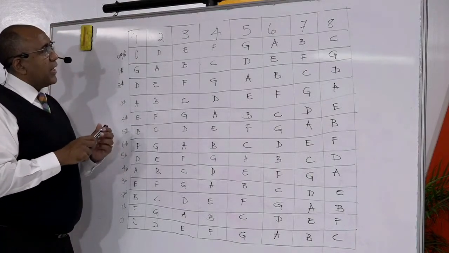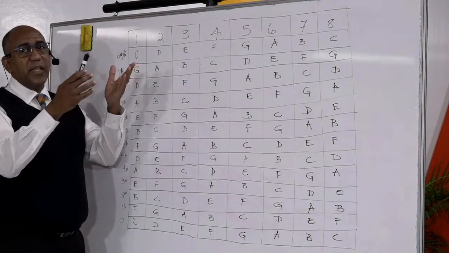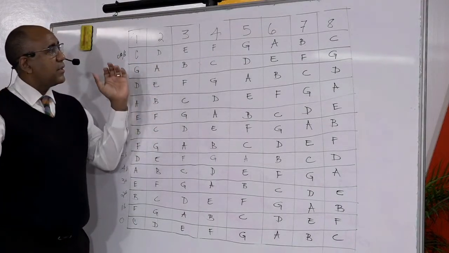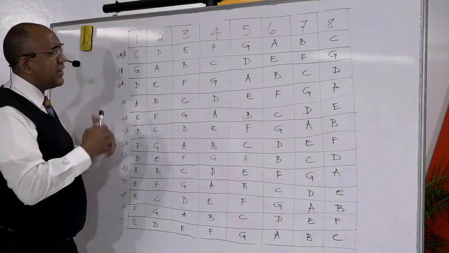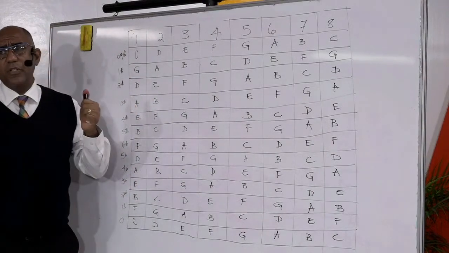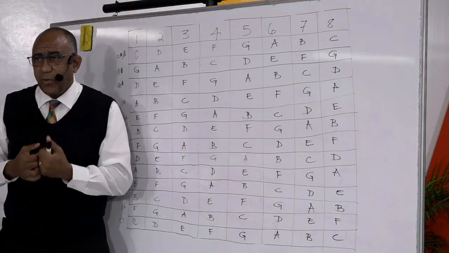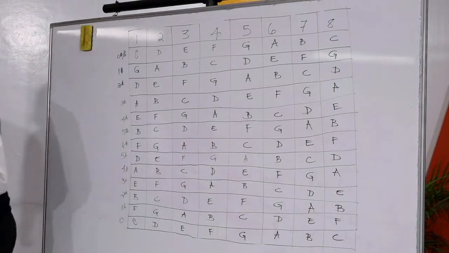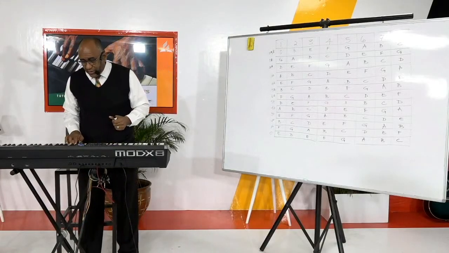So let's start with the scale of C. It's a major scale we're talking about. We have several different types of scale, but we're talking about the scale that we learned, the one that is do, re, mi, fa, sol, la, ti, do. So let's listen to it, starting on C.